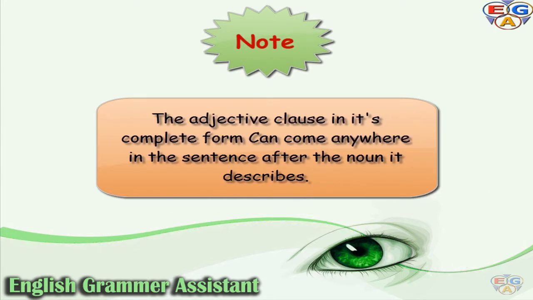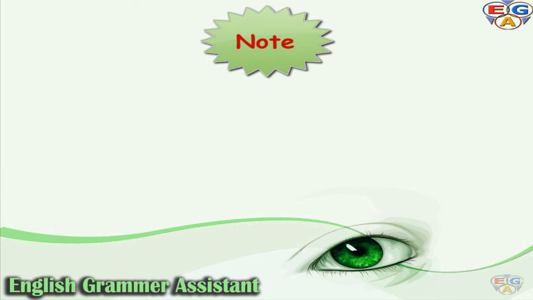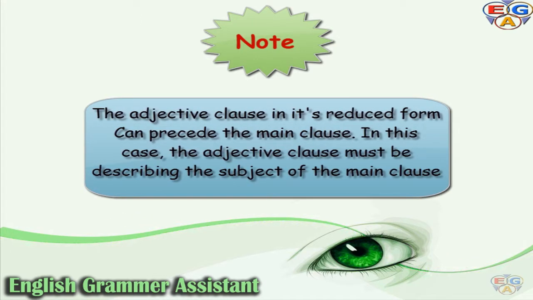The adjective clause, in its complete form, can come anywhere in the sentence after the noun it describes. The adjective clause, in its reduced form, can precede the main clause. In this case, the adjective clause is describing the subject of the main clause.